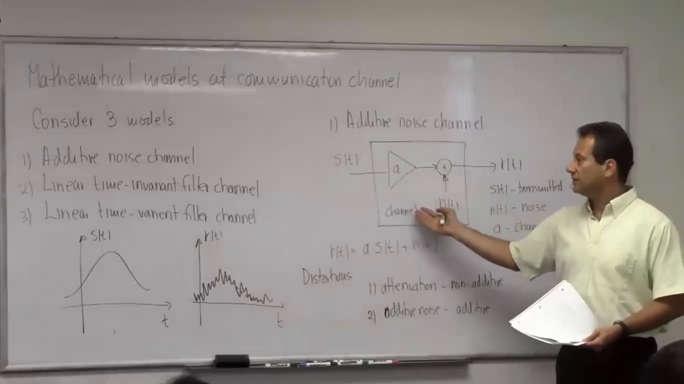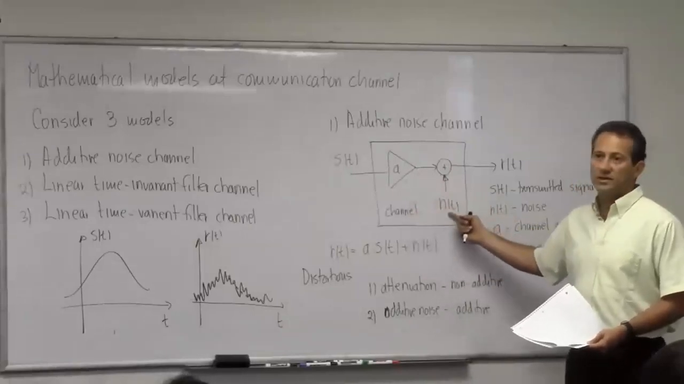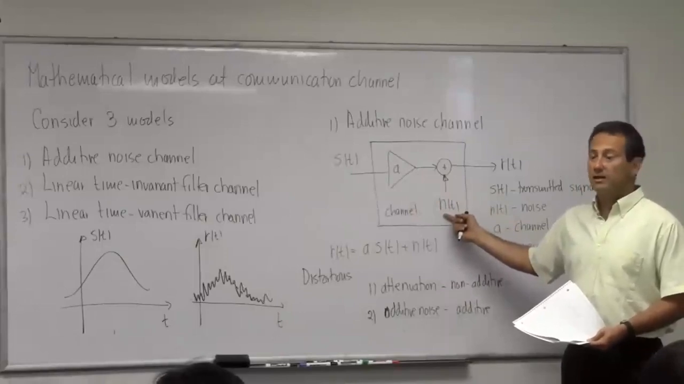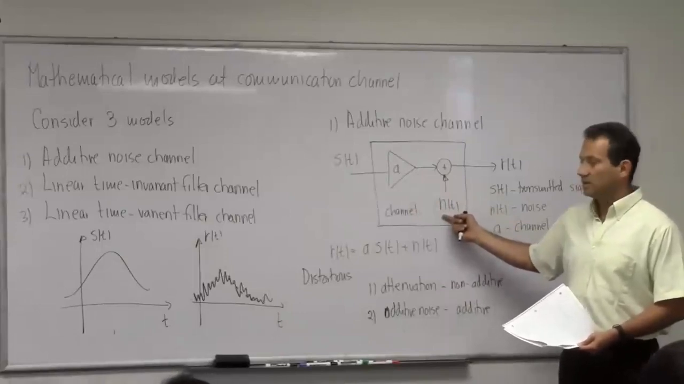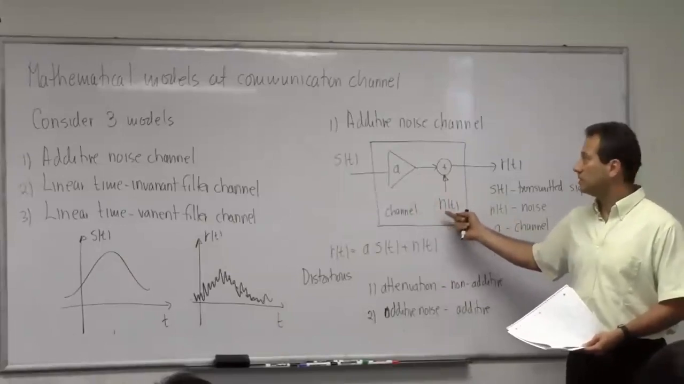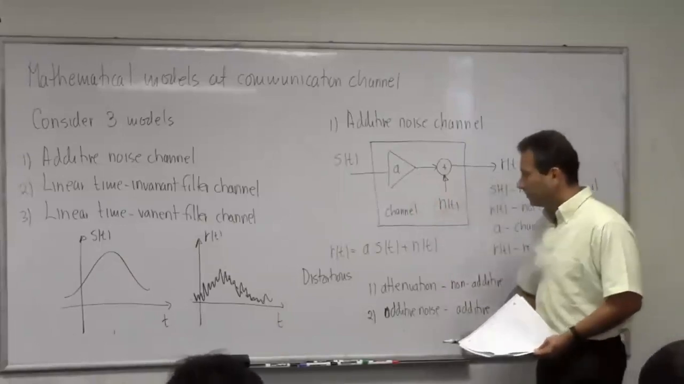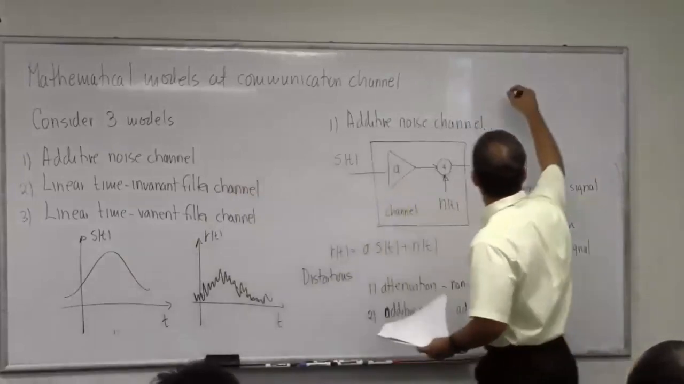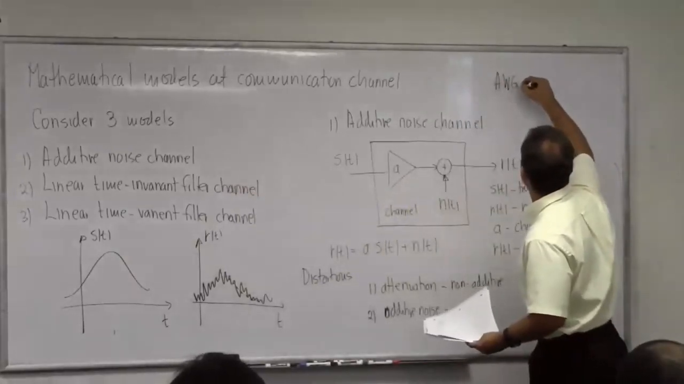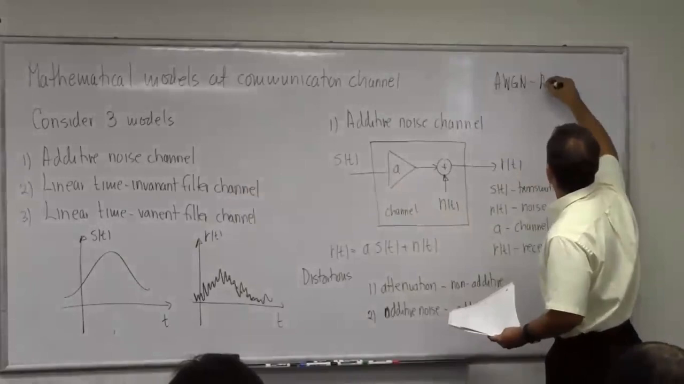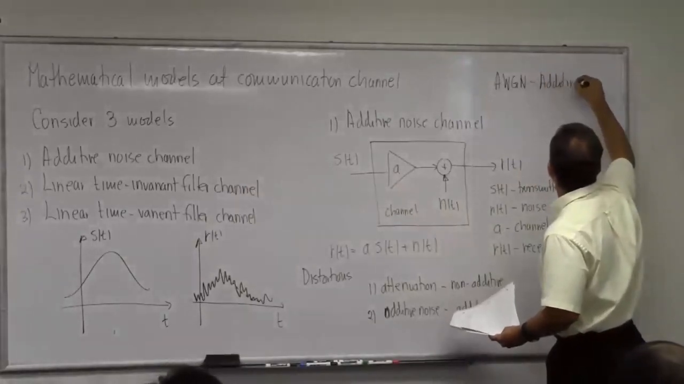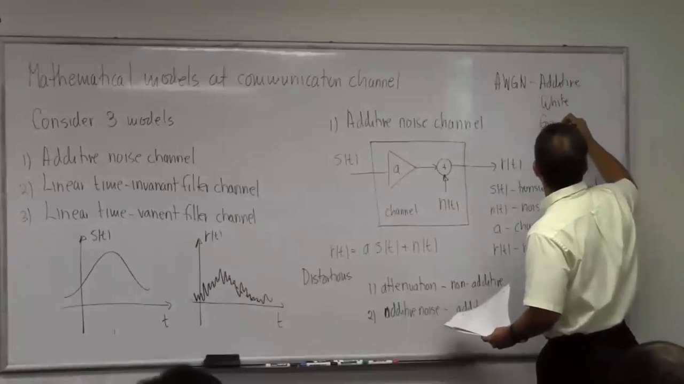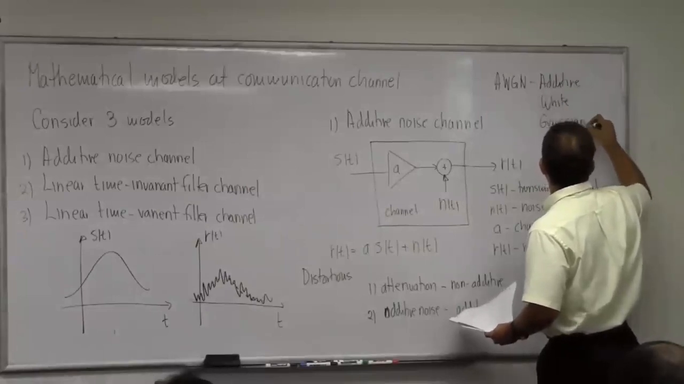There's a special version of this channel where the noise has the properties of being Gaussian and white. And if that's the case, then we define something that we call AWGN. So the special version of this channel is AWGN. That stands for additive white Gaussian noise.